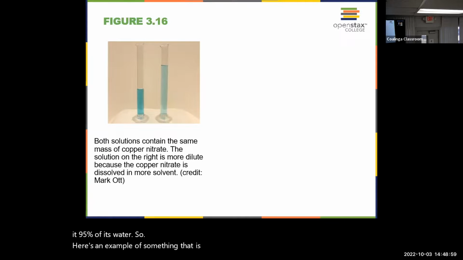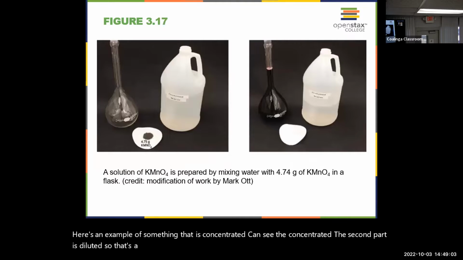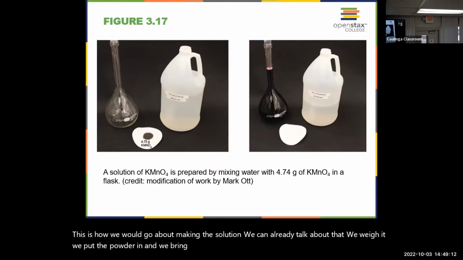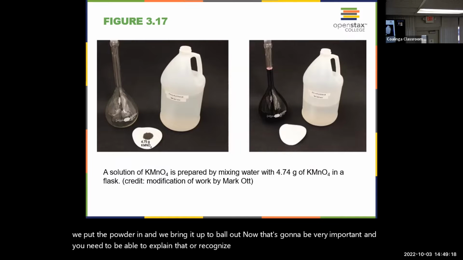Here's an example of something that's concentrated, and the second part is diluted. That's copper nitrate. This is how we would go about making a solution. I already talked about that. We weigh it, we put the powder in, and we bring it up to volume. That's very important, and you need to be able to explain or recognize how to explain that on the test, because it will definitely be on every test.